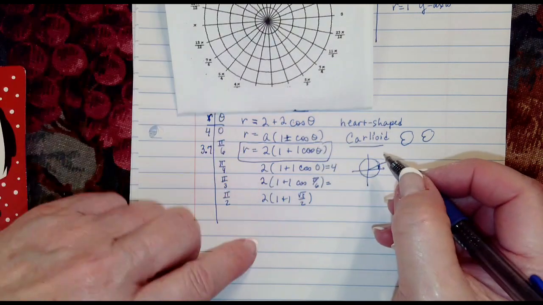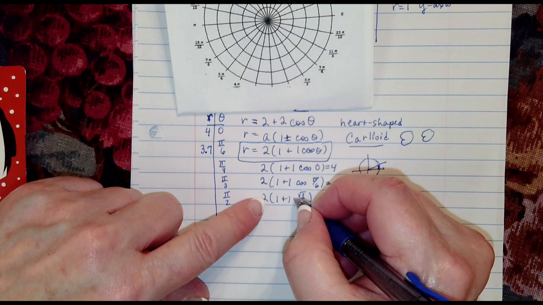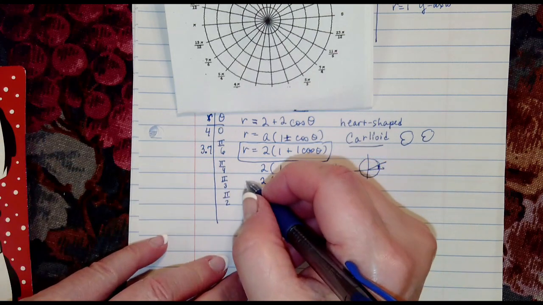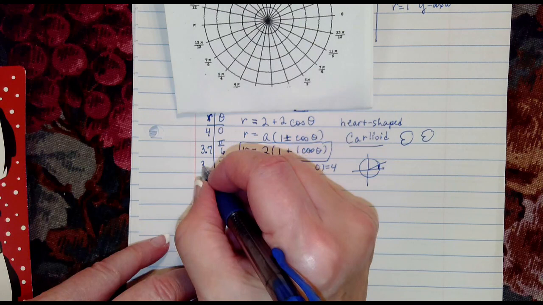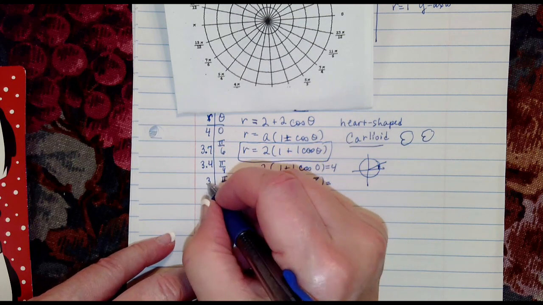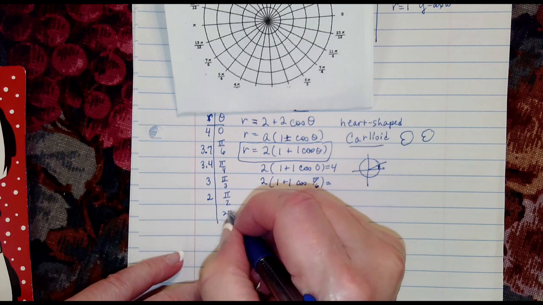So you get the idea. We're just plugging these numbers in. Pi over 4, you're going to find out what it comes out to be. Pi over 3, pi over 2. So we're going to go ahead and tell you what those are so we don't keep you too late. 3.4, and then pi over 3 is 3, pi over 2 is 2, and this last one, 2 pi over 3, is 1.